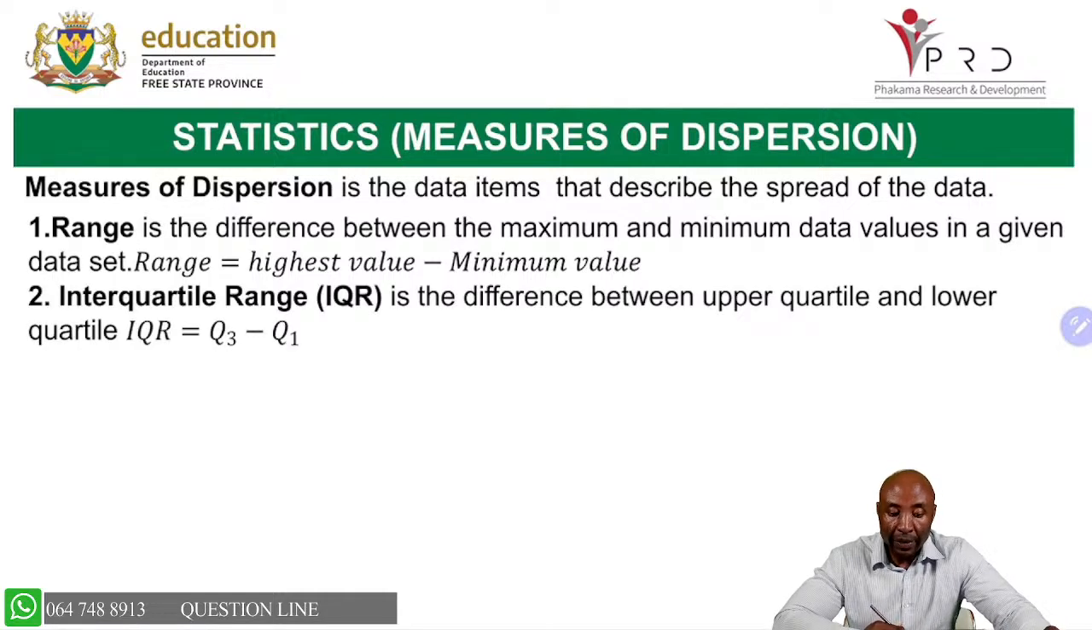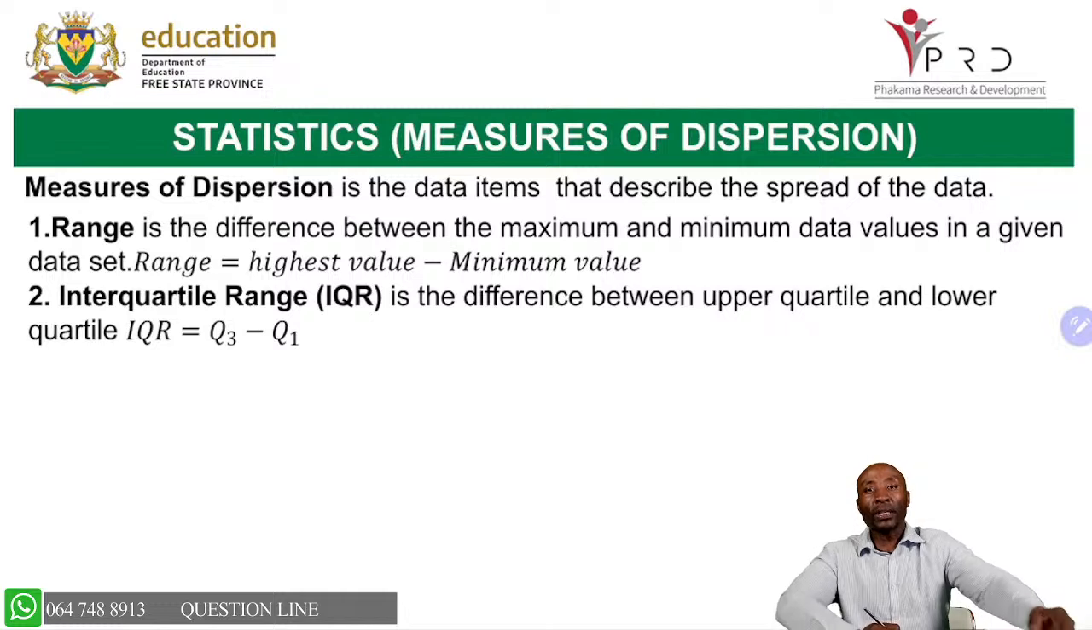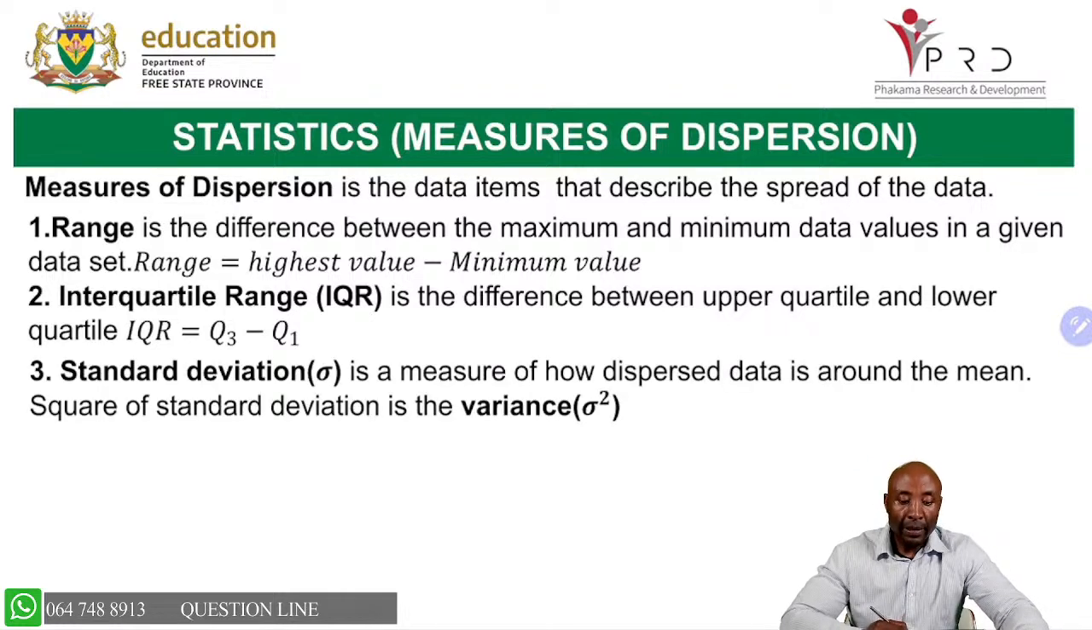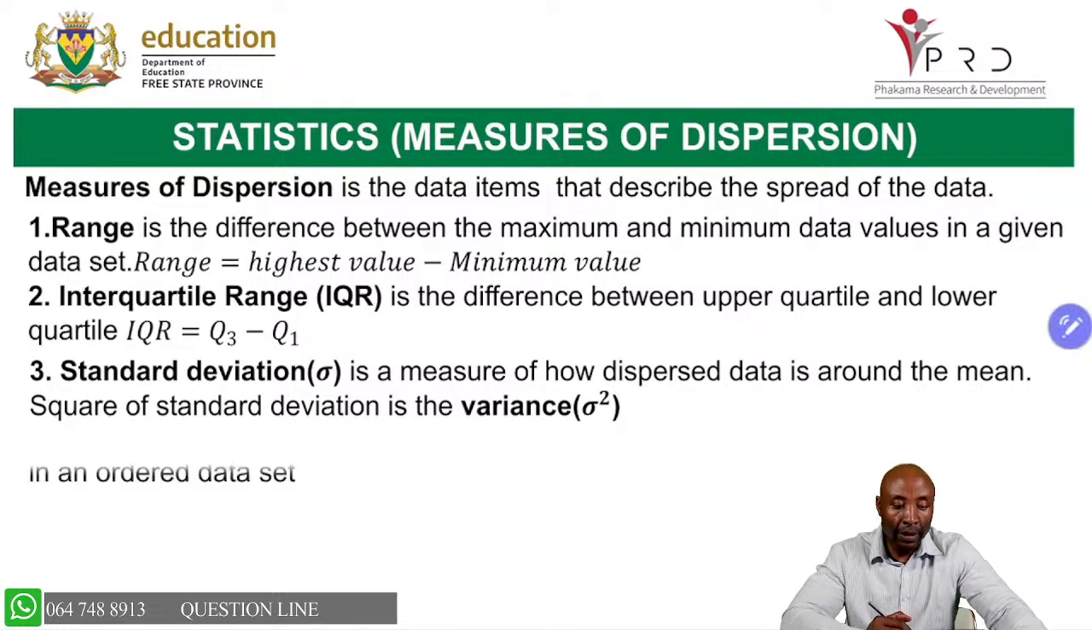Now, we have the interquartile range, which is the difference between the upper quartile and the lower quartile, and we use IQR as the abbreviation for interquartile range, Q3 minus Q1. And then we have standard deviation, which measures how dispersed the data is around the mean. And we know that the square of the standard deviation will give us the variance, and the square root of the variance gives us the standard deviation.